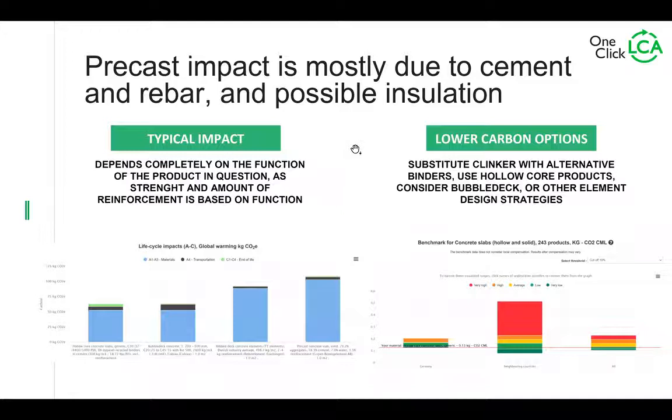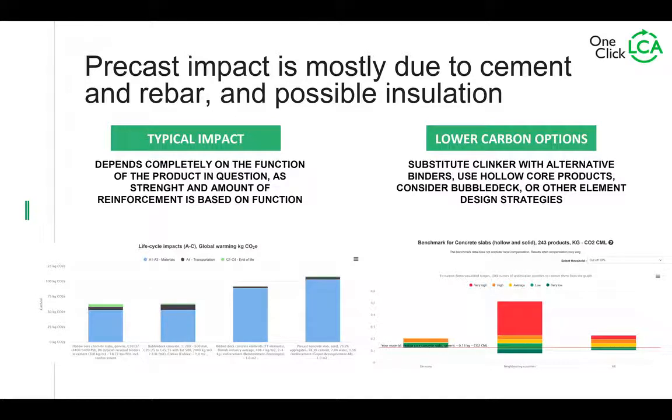And the precast impact is then because the steel is already installed in the plant and not on the site, right? So the precast impact is mostly due to cement and rebar and possible insulation if we're dealing with sandwich elements. And typical impact completely depends on the function of the product in question. So if you have a column, it's obviously having much higher impact per ton or per cubic meter than a wall because its load-bearing ability is much higher.